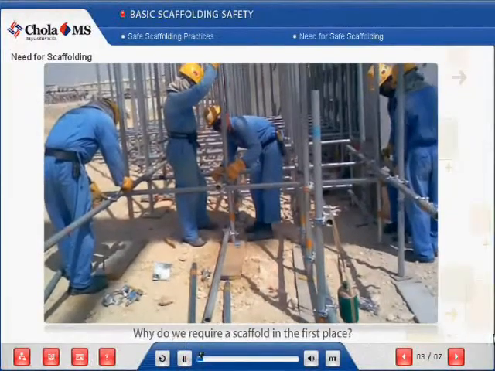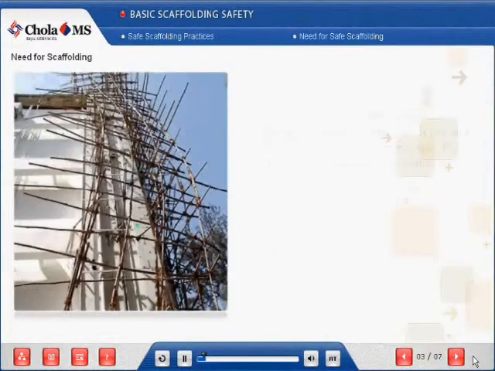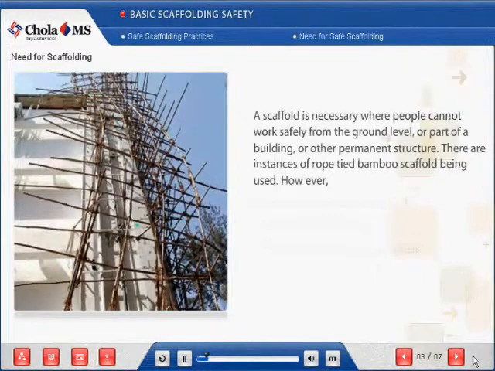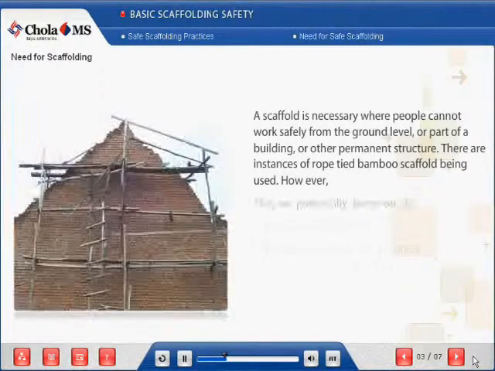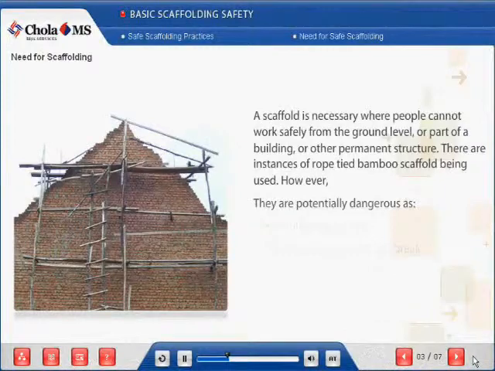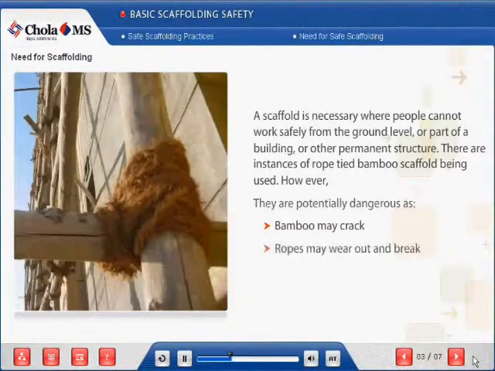Why do we require a scaffold in the first place? A scaffold is necessary where people cannot work safely from the ground level or part of a building or other permanent structure. There are instances of rope-tied bamboo scaffolds being used. However, they are potentially dangerous as bamboo may crack or ropes may wear out and break.